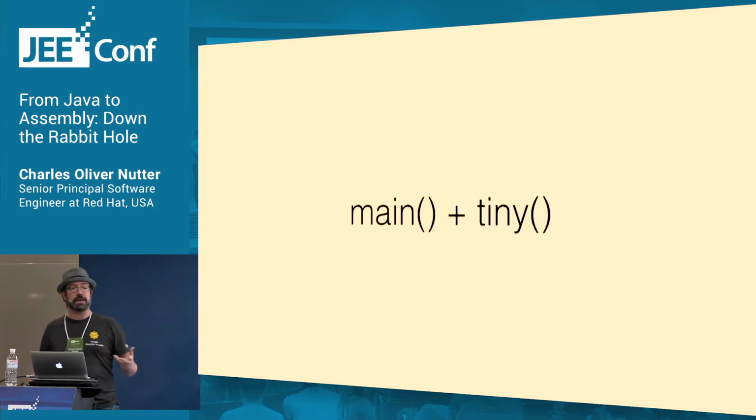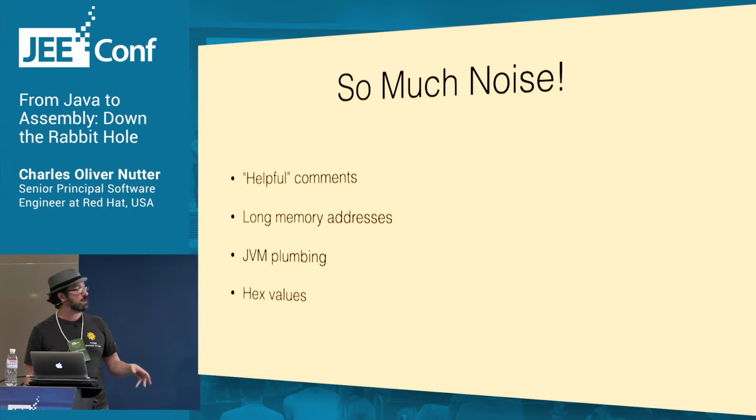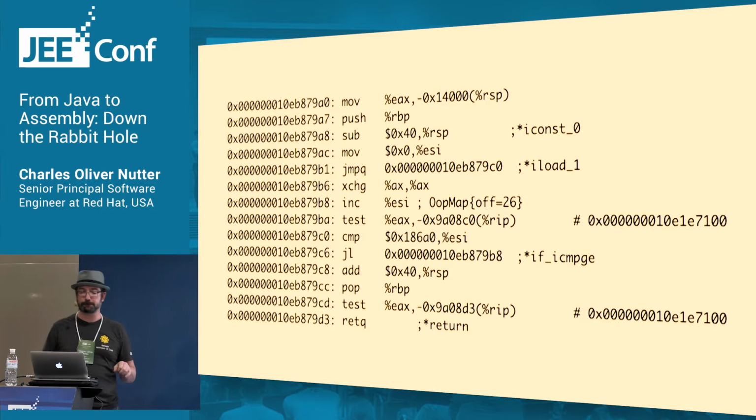So what does it look like for the inlined version, main plus tiny, when we've got them both inlined together and optimized? Well, there's much more code here and much more noise. And so we're going to try to parse this out. There's a lot of helpful comments in here that say where this code is in the JVM, or in the Java code. There's a lot of memory addresses, 64-bit memory addresses, and some JVM plumbing and whatnot. So we'll clean this up a little bit.